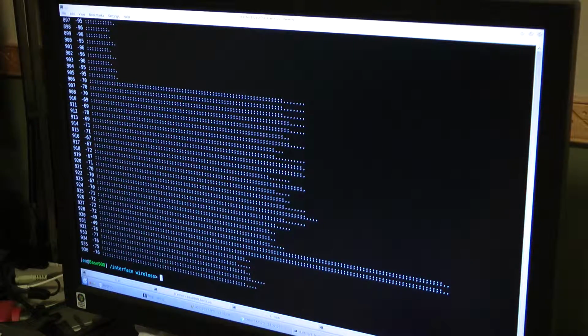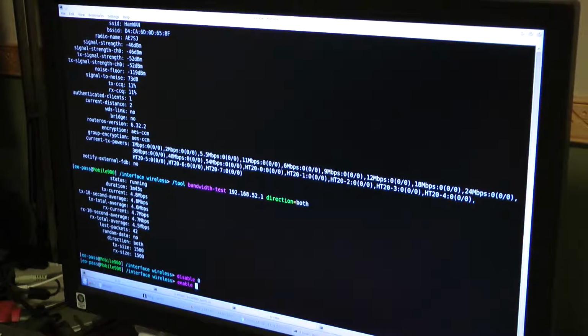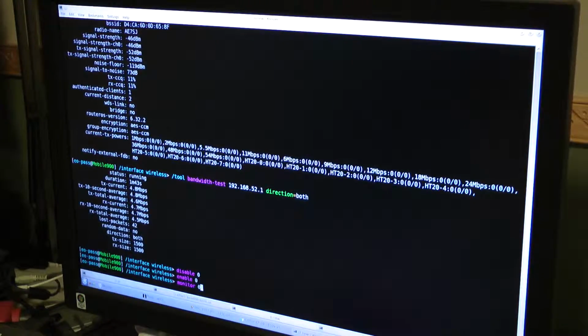Okay, back on the computer. Let's enable that TX station. Let's see if it finds an AP. Yes, it does.